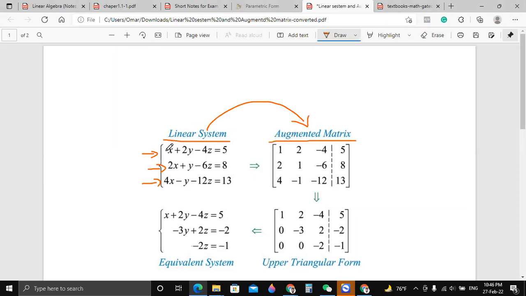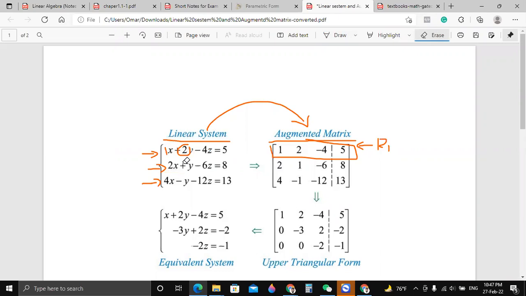Okay, so you just take the coefficient. So here the coefficient is 1, here is 2, and here is minus 4, and on the right side we have 5. So you just need to write down these coefficients in the first row. So this is our row 1. The same way you write down this coefficient here and also this coefficient here.